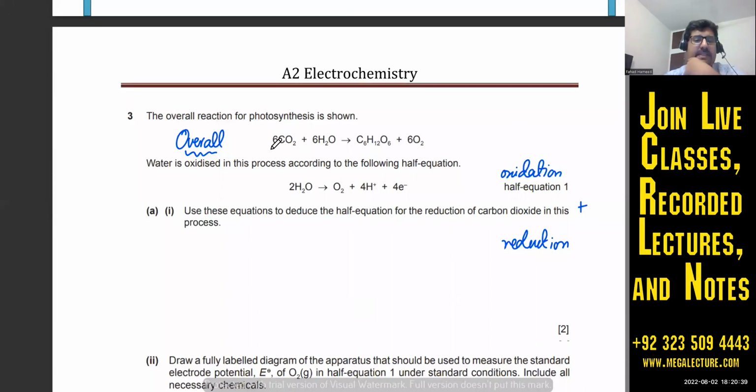What is missing is the reduction equation. Use these equations to deduce the half equation for the reduction. So this equation is given. Some equation, let's call that X, has to be added to this equation to give you this, right? So this reduction equation plus the oxidation equation should give you this thing. That's the idea. That's how the overall equation is made.